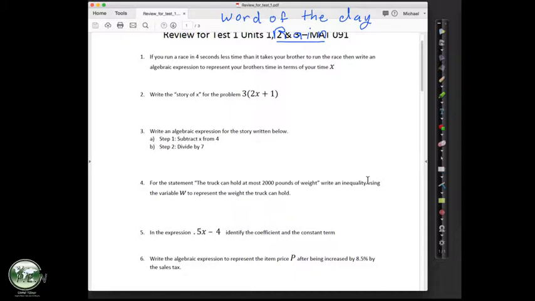We do not have class on Monday. It's President's Day. And then we will have the test on Wednesday evening.